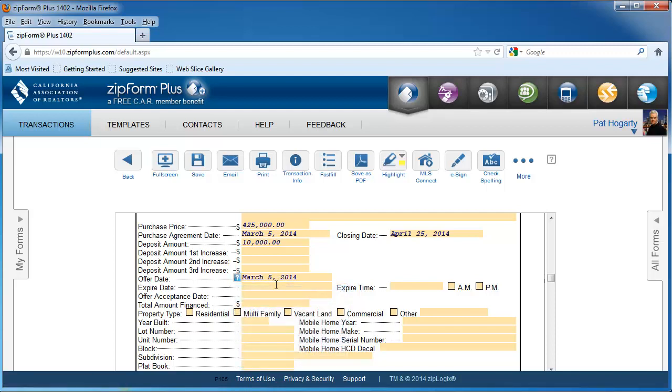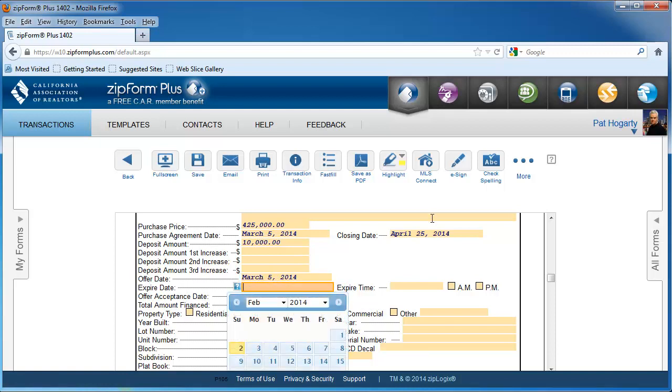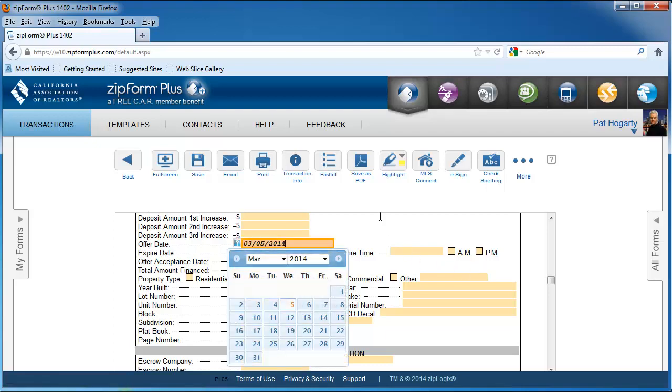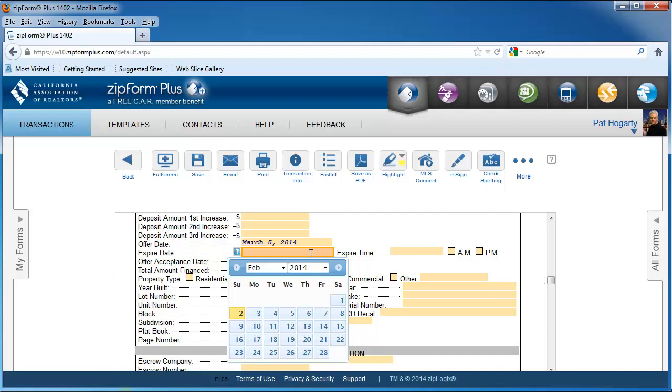Okay. This date here, the expiration date, is the date that we're saying our offer is going to expire. In other words, when we put the offer out, if the people don't make a move on it, then at the end of that period of time the offer expires.